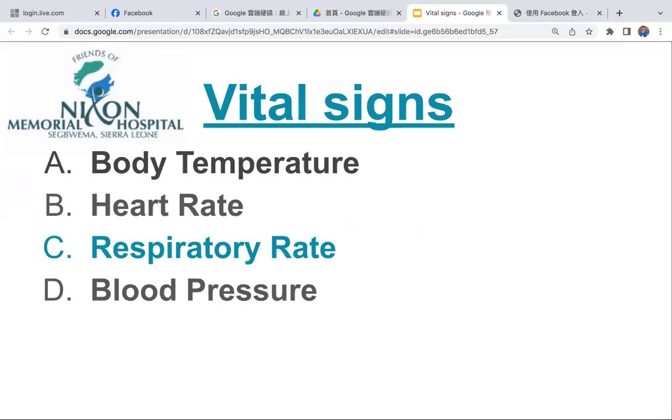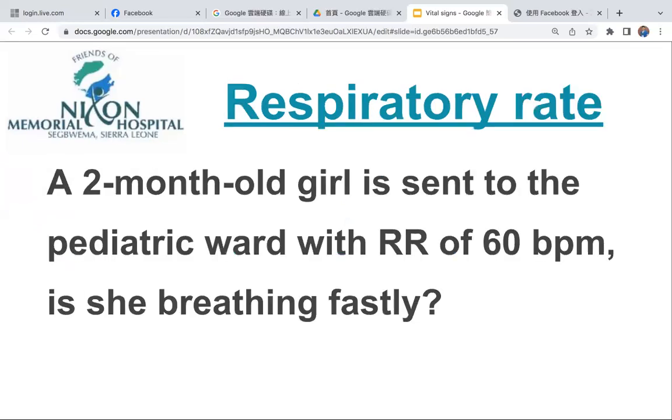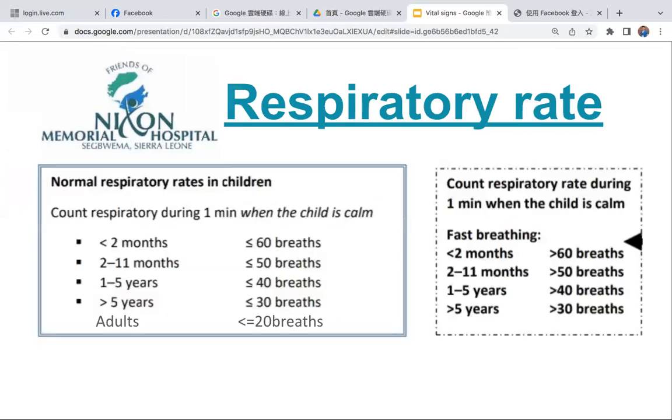So let's talk about the respiratory rate. Same question. Let's say a 2-month-old is sent to the hospital with a respiratory rate of 60. Is she breathing fast? To answer this question, we also need to know the normal range of respiratory rate in children. We need to count the respiratory rate for 1 minute when the patient is calm.